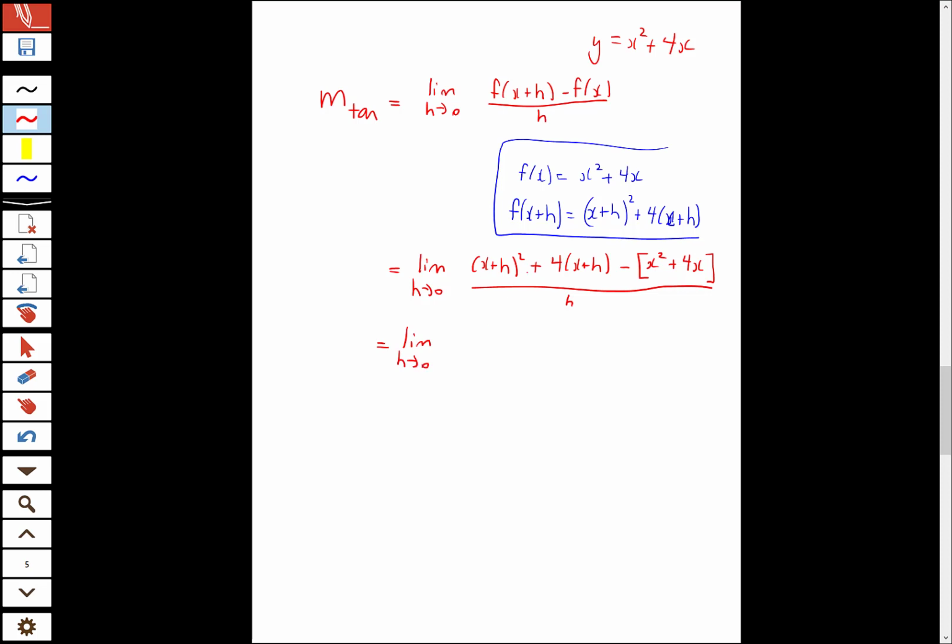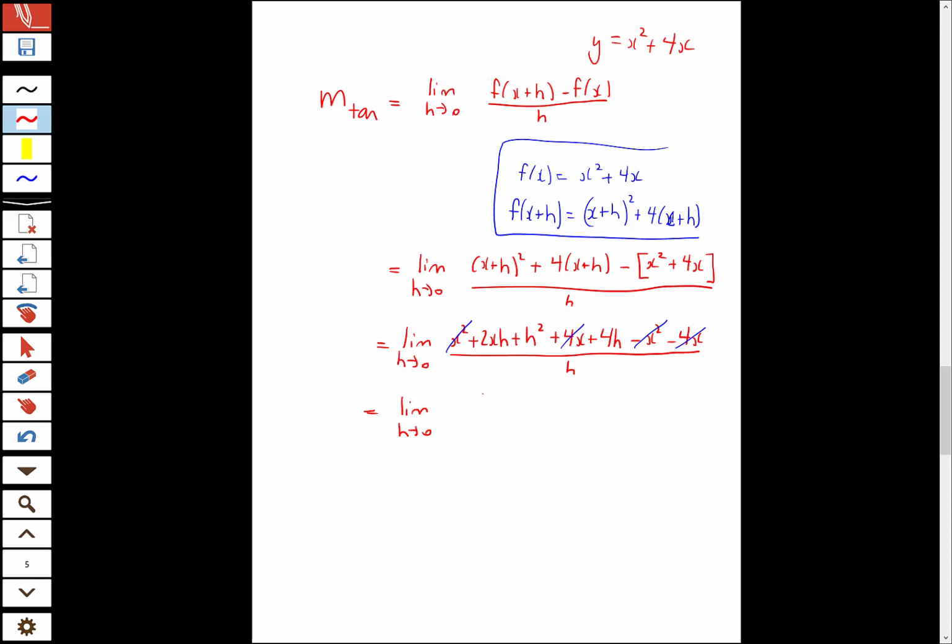So expanding the x plus h all squared, we'd have x squared plus 2xh plus h squared. We'd have plus 4x plus 4h, and then minus x squared and minus 4x if we watch our signs. Okay, and that's still all over h. So let's see what kind of cancellation we can do here. We've got x squareds that are going to cancel, and we've got the 4x that's going to cancel. Great, so we've got something quite a bit nicer now. I'm going to clean that up.